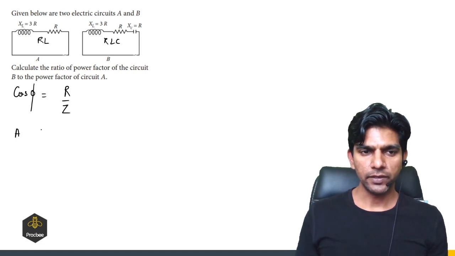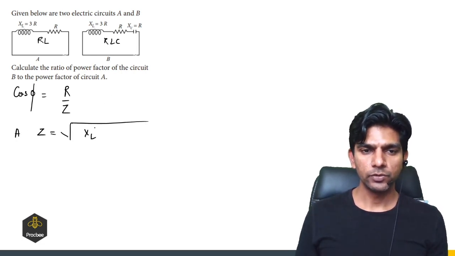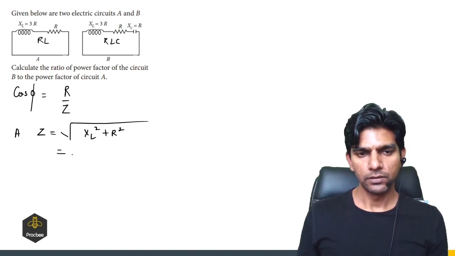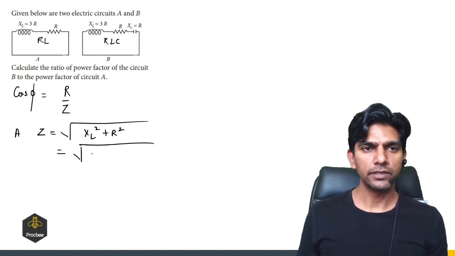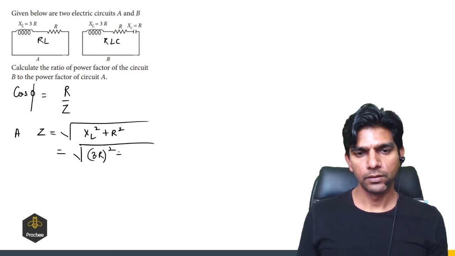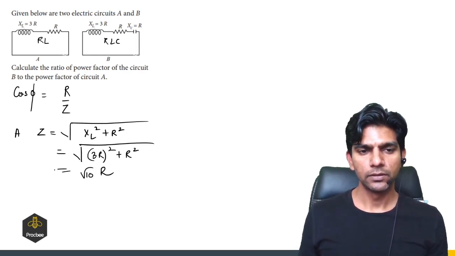Now for circuit A, what is the impedance? It will be root of XL square plus R square. And XL is given as 3R. So this will become root of 10R square, right? So the power factor for the first circuit will be R upon root 10 R, which will be 1 by root 10.